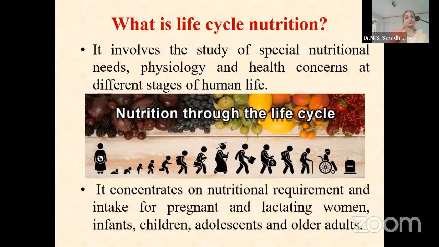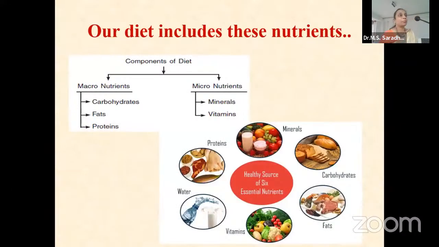It concentrates on nutritional requirements and intake mainly for the more demanding years, that is pregnancy and lactation, infancy, childhood, adolescence, adulthood, and older adults, whom we call senior citizens. Now, our diet comprises mainly of nutrients, which can be categorized as macronutrients and micronutrients, which you're all aware of. Macronutrients occupy more space on our plate, which concentrates on carbohydrates, fats, and protein, while minerals and supplements are moved into micronutrients, and even on our plate, it is moved in as micronutrient only.